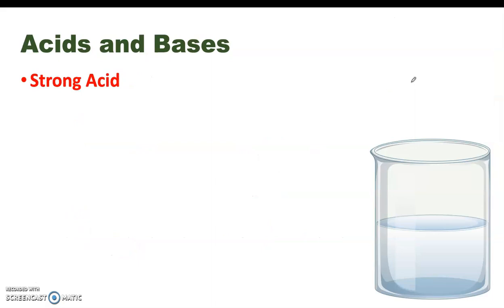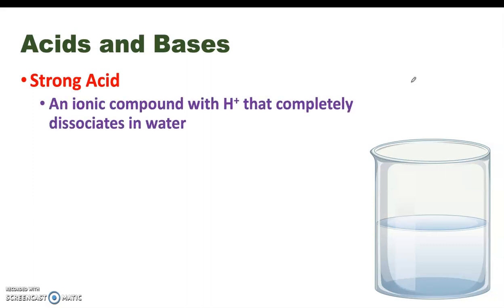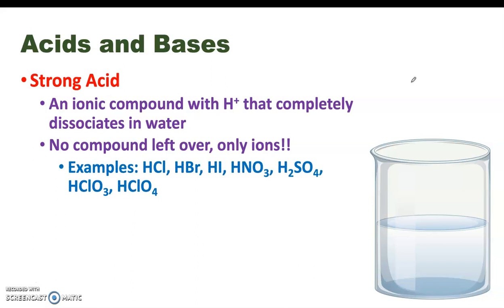Okay, so what is the difference between a strong and a weak acid? We'll go over strong acids right now. A strong acid is an ionic compound that completely dissociates in water. So what that means is no compounds are left over, you're only left with ions. So I'll show you an example here. Well, examples of strong acids, which you need, are right here. So HCl, HBr, HI, HNO3, all of these are your strong acids.